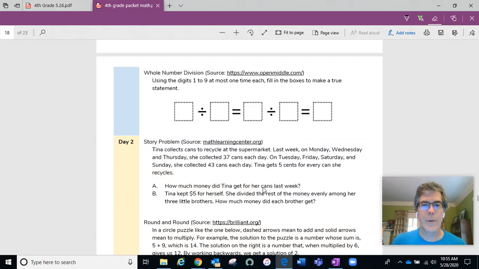We're reviewing 4th grade math remote learning week 4, day 1. And in this video, we're doing the whole number division problem. We have a series of boxes with division signs and equal signs. And we're supposed to use the digits from 1 to 9, at most one time each, to fill in the boxes and make a true statement. So once you use a digit, then you can't reuse it.